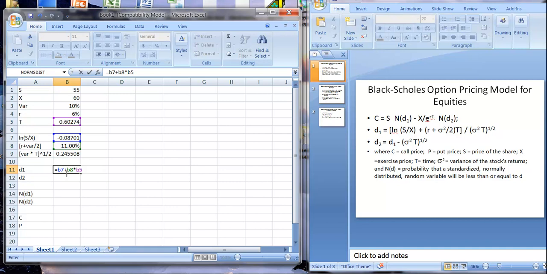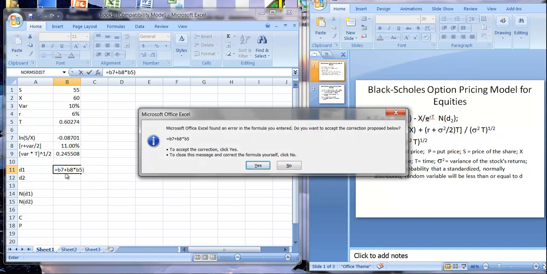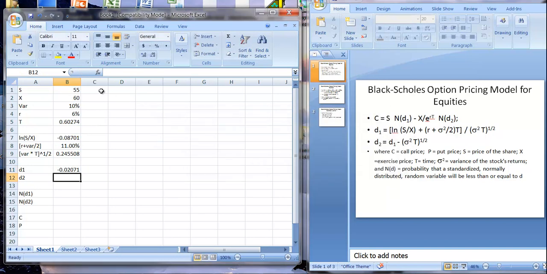Oops, I'm sorry. I'm going to need parentheses. I forgot to put those in. It's not going to be happy with that, so I'm going to have to go back and correct this. So I'm going to put a parenthesis here and a parenthesis here. And then I want to divide by what's in cell B9, because that's this part here. Okay, we've already computed that.